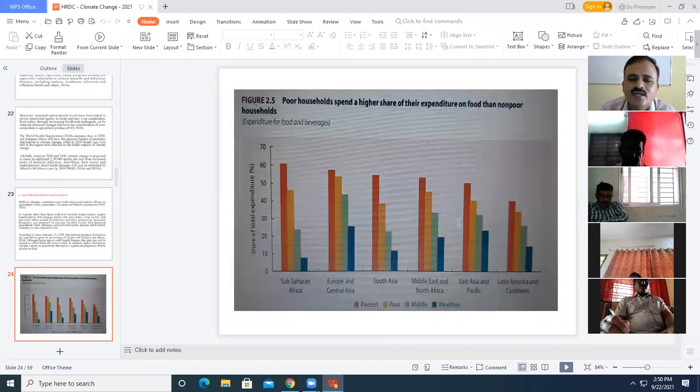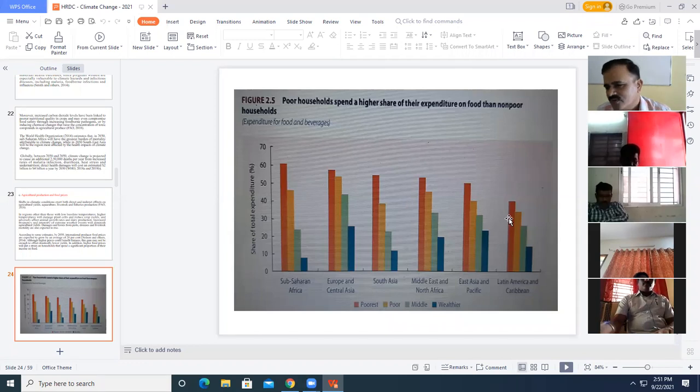And this is the amount of money that's spent by the poor households in their total expenditure, and also compared to non-poor. The first red line represents the amount of the expenditure on food by the poor people in the different regions of the world, which is highest in the case of sub-Saharan Africa. It is equivalent to 60%. The households in sub-Saharan Africa spend 60% of their earned income on food items. Even in South Asia, it is above 50%.